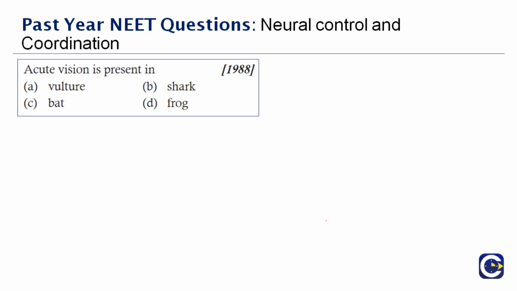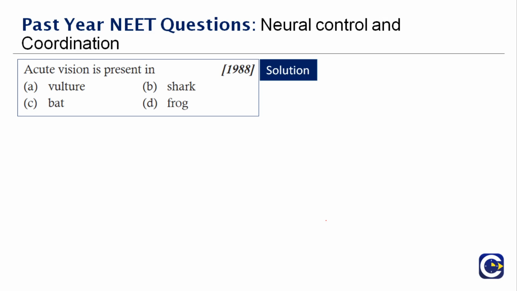Now coming to the next question here. Acute vision is present in dash. This is also an easy question which was already discussed, but we did not see in which organism this is present. When we talk about acute vision, it is present in vulture. Vulture and some other birds and man are said to have acute vision. So what do you mean by acute vision? First we need to discuss that.